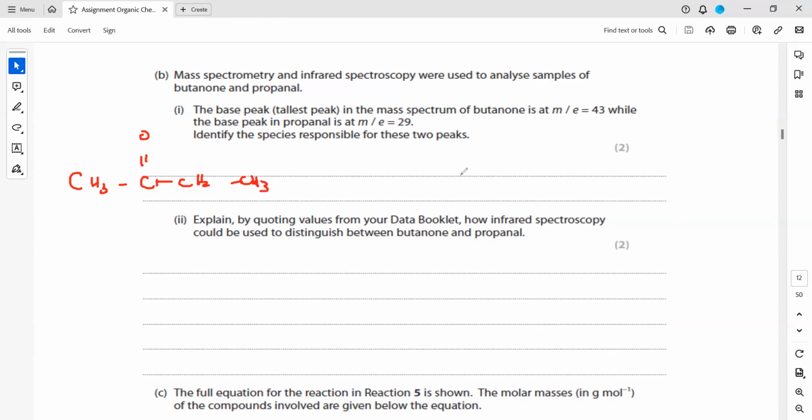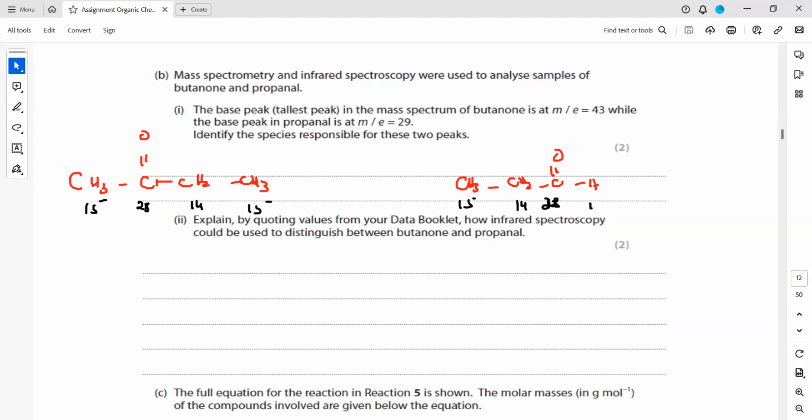CH3, C double bonded with O, CH2 and CH3. And for propanol, CH3, CH2, C double bonded with O and H. So when we write the fragments, this is 15, this is 16 plus 12 makes 28. This will be 14 and this will be 15. Here this is 15, this will be 14, 16 plus 12 is 28, and this will be 1. Usually 29 you can also say. So the question is asking which is giving us the base peak.